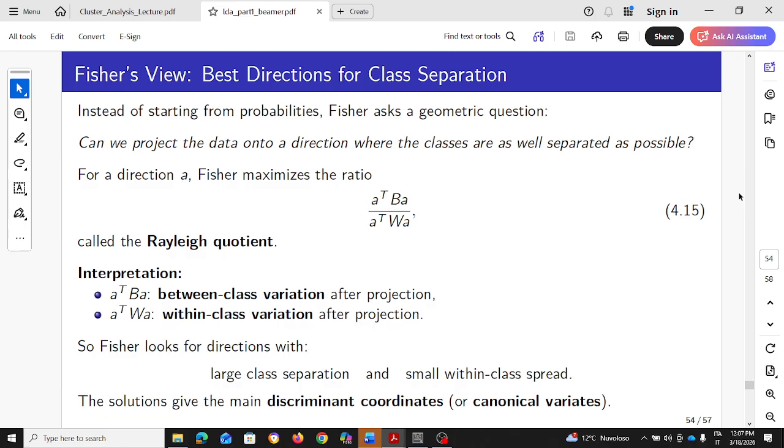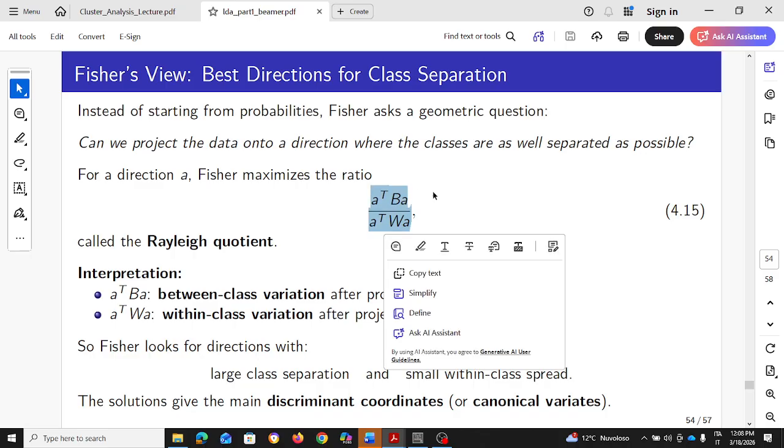which is called Fisher view. Okay, this is another direction for class separation. So the idea here is, instead of starting from probabilities, instead of working with probabilities as we were doing before in LDA, Fisher asks to work with geometric scenarios. Okay, and he says, can we project the data? So that idea now, okay, that's what is widely used. And that line in this case is this a transpose b a, okay.